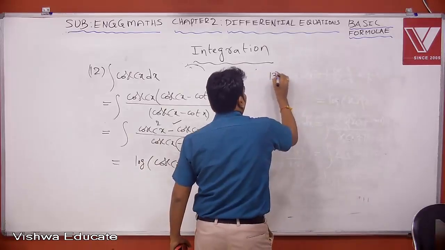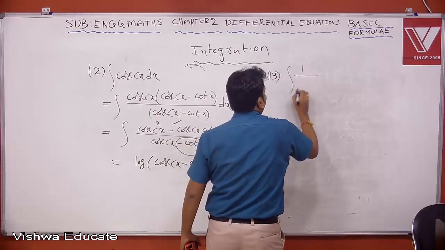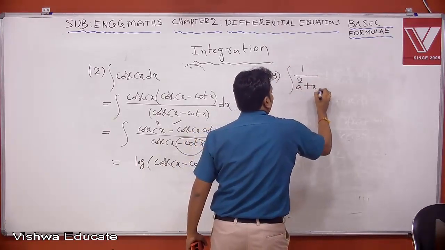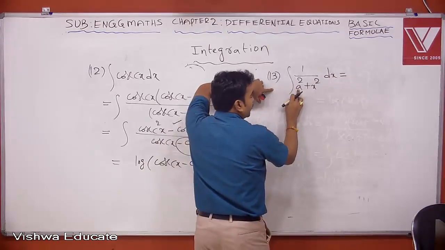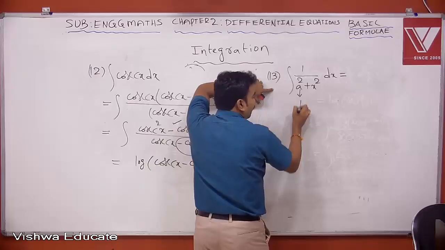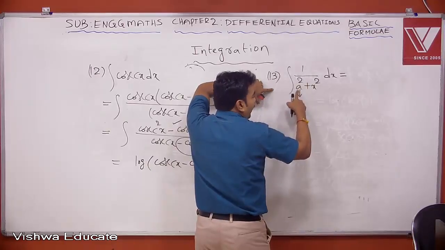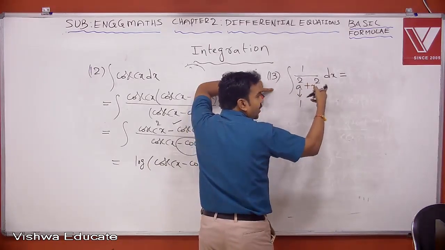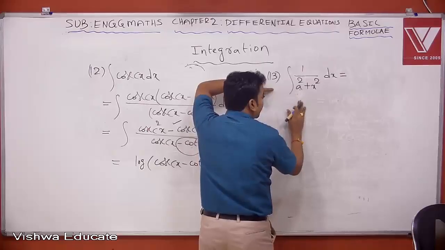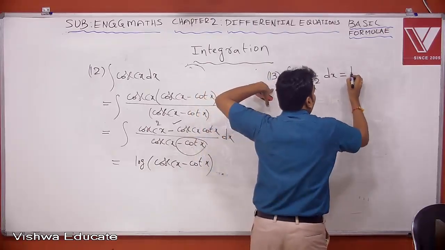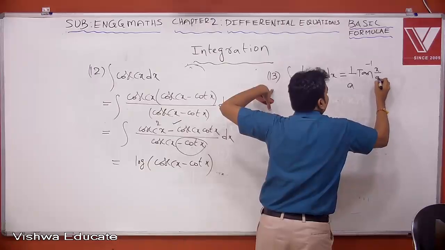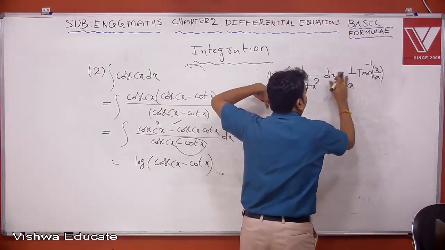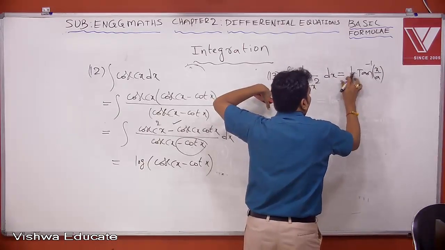Next, formula number 13. Integral 1 by a square plus x square dx. A is some general constant. Suppose if a square is 1, integral 1 by 1 plus x square is tan inverse x. Now this is a general constant, so we get the result in terms of tan function. This is 1 by a into tan inverse of x by a.